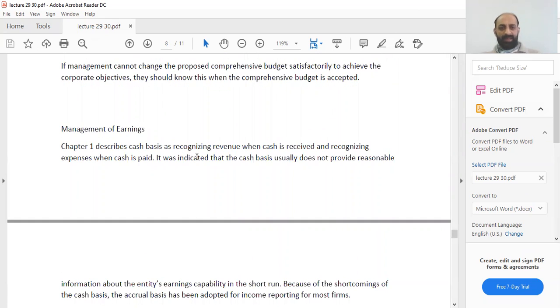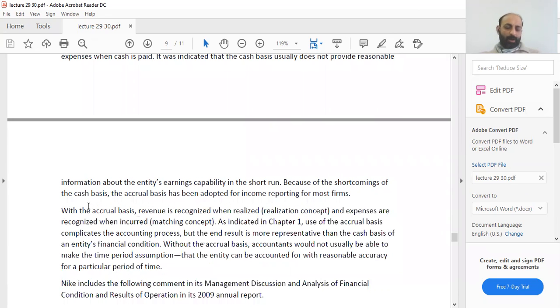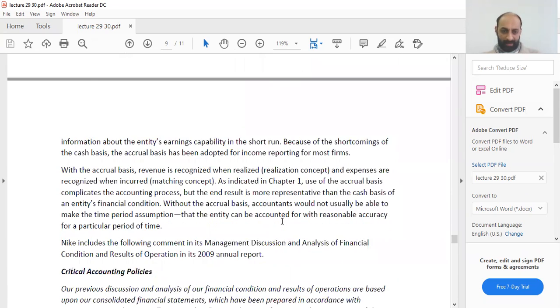Chapter 1 describes cash basis as recognizing revenues when cash is received and recognizing expenses when cash is paid. It was indicated that cash basis usually does not provide reasonable information about the entity's earnings, and that is why we use accrual basis. Accrual basis में होता है कि you should recognize the revenue in the period in which it was earned rather than when it was paid. इसी तरह उसी मैचिंग प्रिंसिपल है कि you should match the expenses that were incurred with respect to that revenue. So that is called the accrual basis.